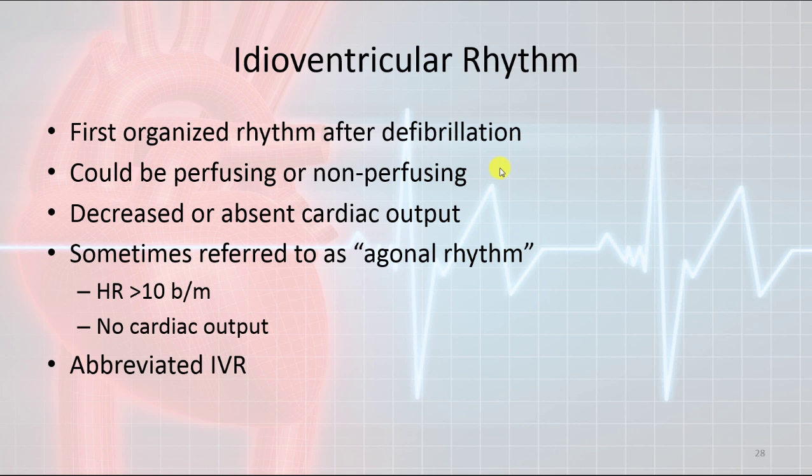So a lot of times the idioventricular rhythm is the first organized rhythm after defibrillation. It could be perfusing or non-perfusing. Most of the time right after defibrillation it is non-perfusing. Idioventricular rhythms have a significantly decreased cardiac output, or sometimes they actually have an absent cardiac output. Sometimes if you have a heartbeat of less than 10 beats a minute, it's considered agonal. Agonal rhythms are usually indications of a dying heart. There's no cardiac output, and like I said, you can abbreviate idioventricular as IVR.